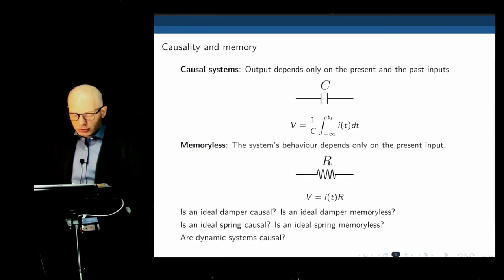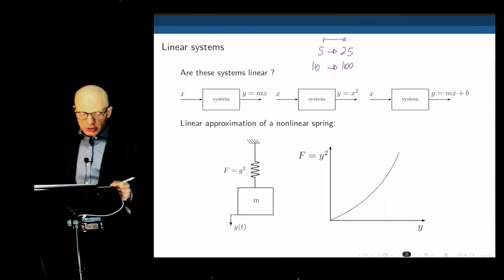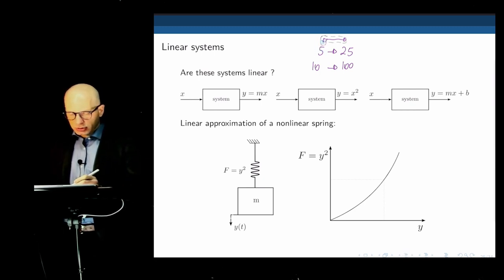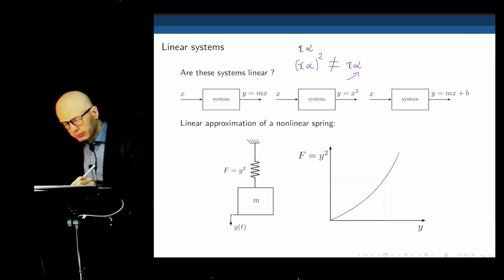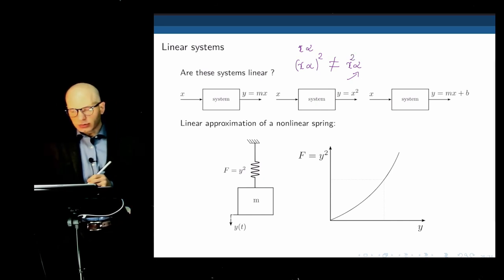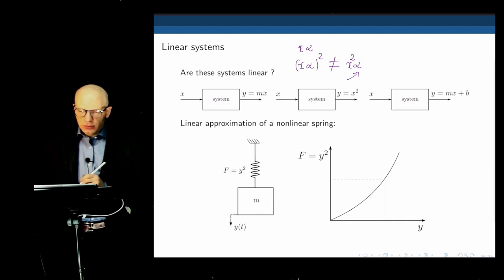If we scale the input, we are not scaling the output by the same amount. We are actually scaling the output by the square of that value. So in here, if you give x alpha in the input, the output would be x alpha squared, which is different from alpha times x squared. Right, so the principle of homogeneity is not respected. What about the last system? Is the last system linear or not?